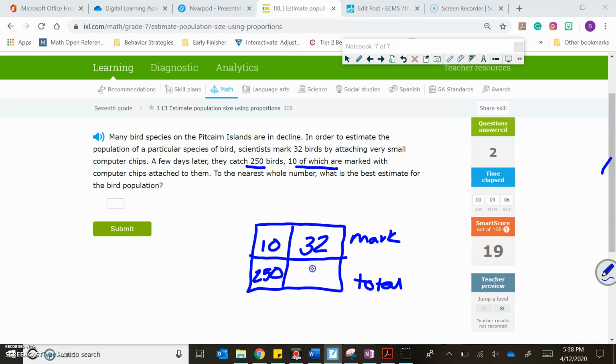So we have the initial marking where you marked 32. Then they captured 250 birds and only 10 of those were marked. So we're going to multiply 250 times 32. And that's going to give us 8,000. Then we have 8,000 divided by 10, which gives us 800. So we can estimate that there's about 800 birds in the total population.